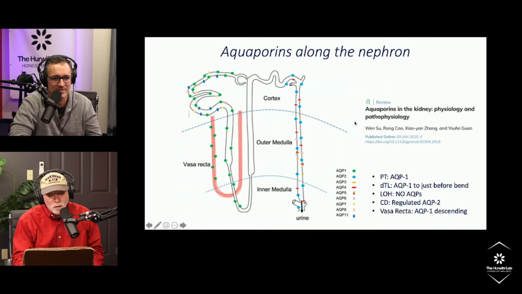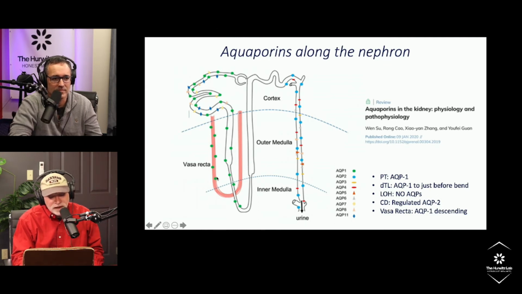And so what you see is aquaporin 1 here, which are the green dots. Aquaporin 1 is the water permeability that's the reason that, quote, water follows salt in the proximal tubule. It's the door, right. And then that continues down both the vasa recta and the thin limb.